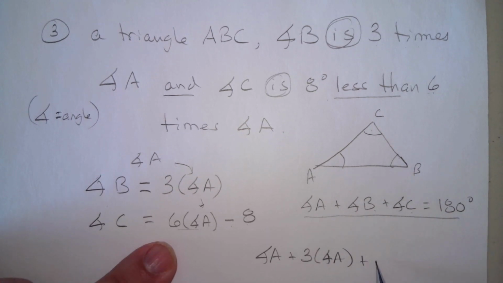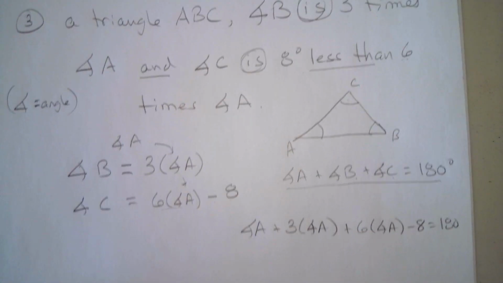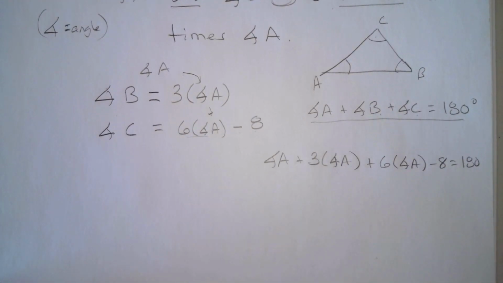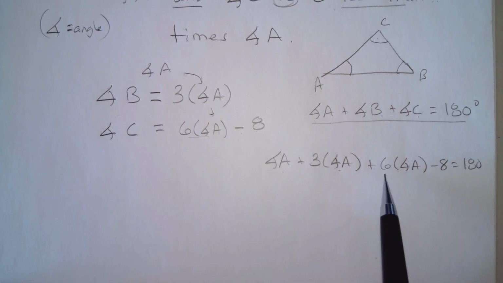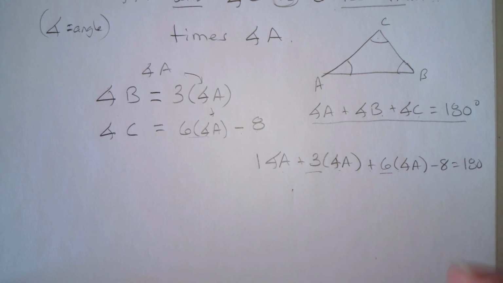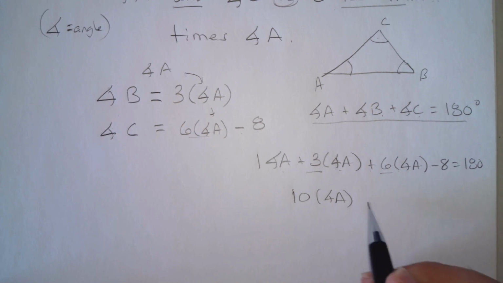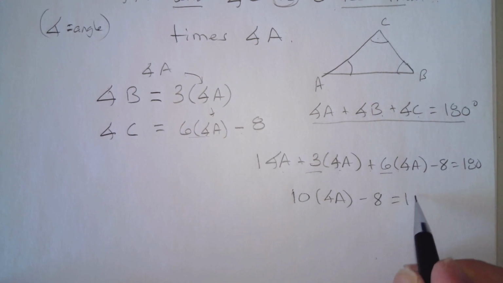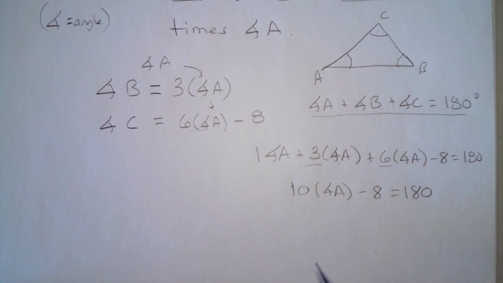Angle C is 6 times angle A minus 8. All that has to equal 180. So combine like terms: angle A, angle A, angle A, so it's 6 plus 3 plus 1 is 10, 10 angle A's minus 8 equals 180. So we have to solve for angle A. Once we find angle A, we can find the rest of the angles.